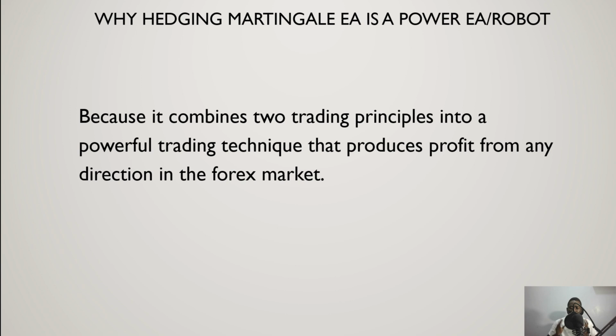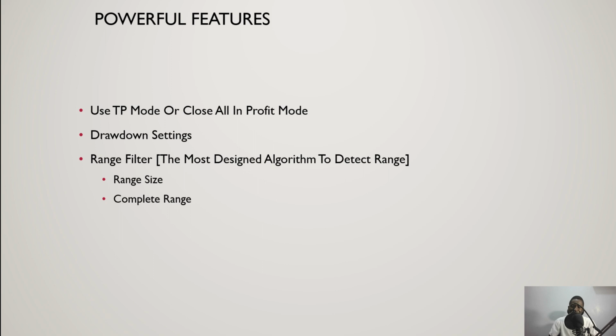It is because it combines two trading principles into a powerful trading technique that produces profit from any direction in the forex market. Now, what are the two trading principles here? The two trading principles are hedging and martingale. So it uses this hedging and this martingale. With hedging plus martingale, it becomes a more powerful trading system. Now, let's talk about the features so that you really understand what I'm trying to say.